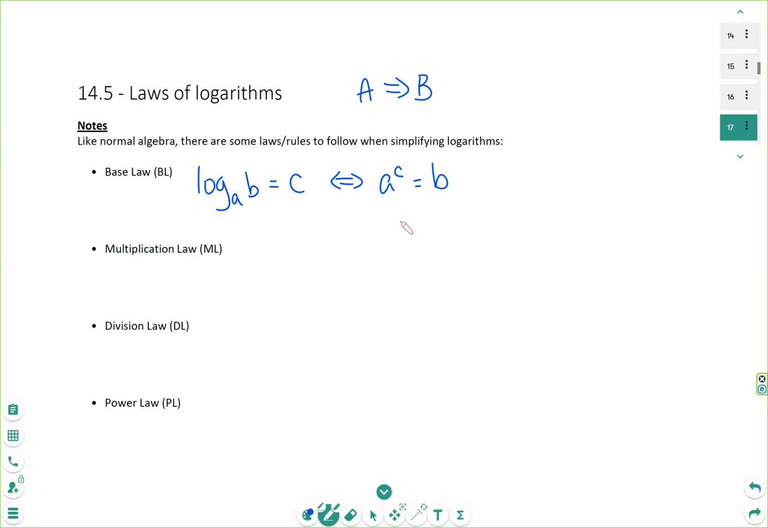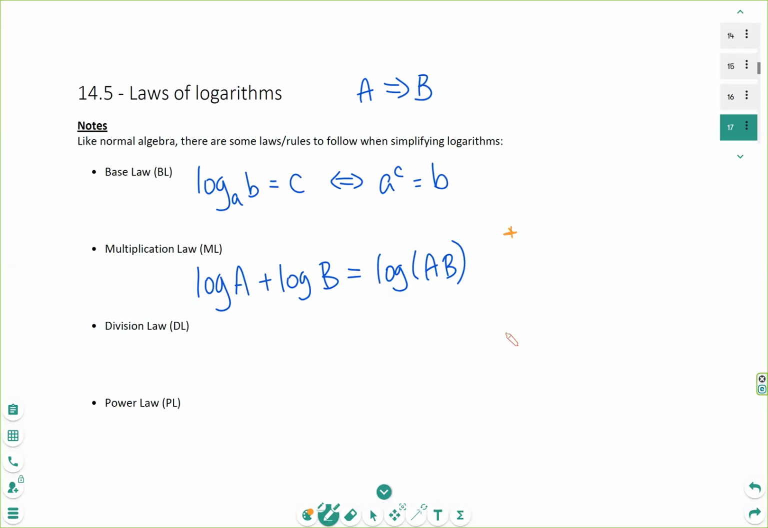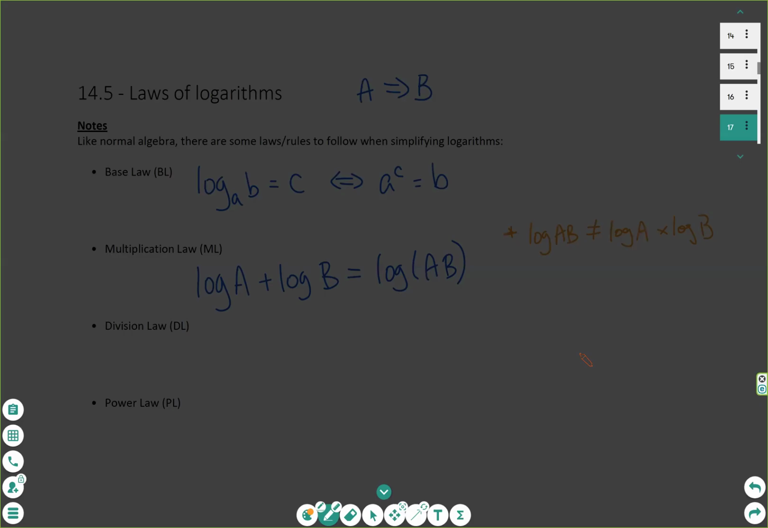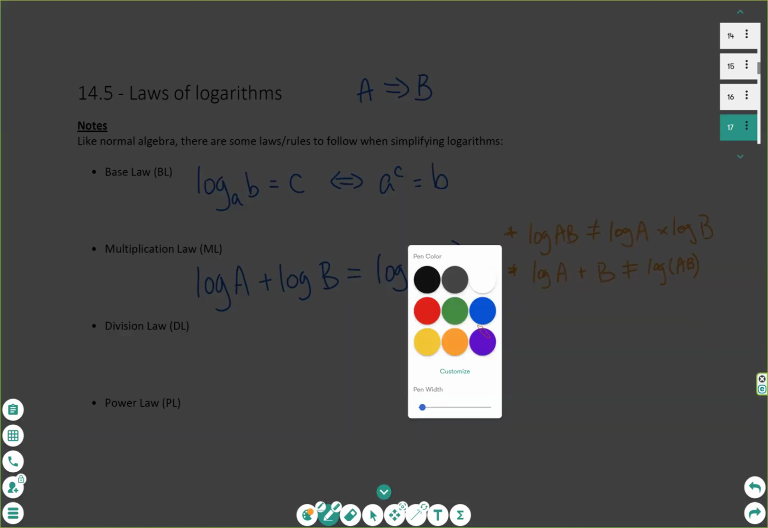Now, the multiplication law. Log A plus log B equals log AB. Be careful with this: log AB does not equal log A times log B. A lot of students make this mistake. It's not the same thing. Log A plus log B is log AB. Also, log (A plus B) is not the same as log AB. You must have log A plus log B equals log AB. So that's the multiplication law.